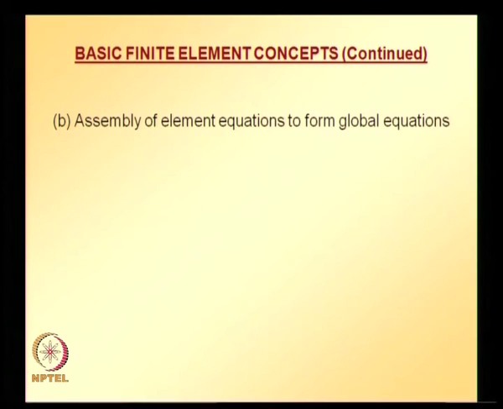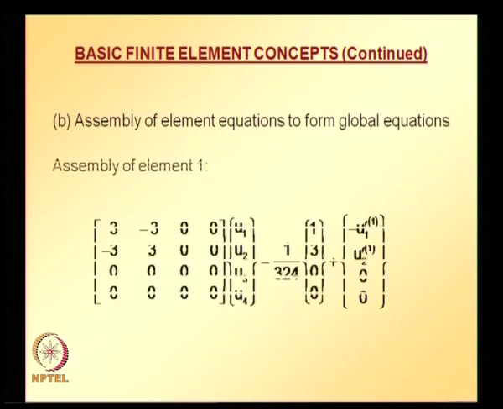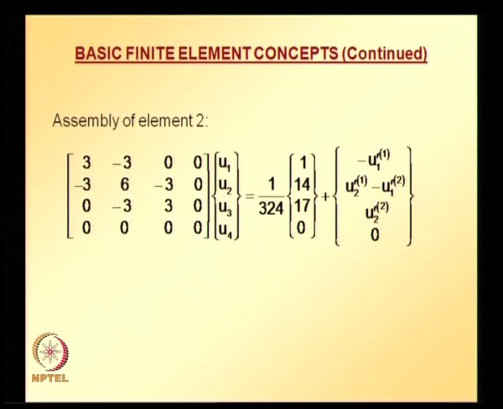Assembly of element equations to form global equations. This is similar to what we have seen for variational method or Rayleigh method. The first element contribution goes into 1 and 2 rows and columns of the global equation system. Second element contribution goes into 2 and 3 rows and columns. And if you see here, on the left hand side you have u2 prime for element 1, u1 prime for element 2, that is, u2 prime for element 1 minus u1 prime for element 2.